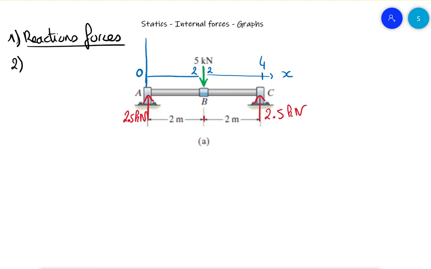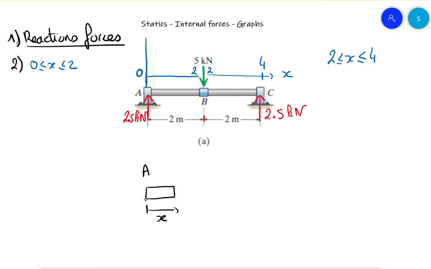So we determine the intervals. Let's write that interval 1 will be from 0 to 2, and the second interval will be from 2 to 4. So it means that we need to cut into this structure. We will cut the beam between A and somewhere between, so that's x. That's my axis, x, and it's somewhere between 0 and 2.